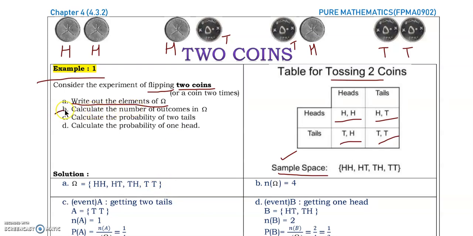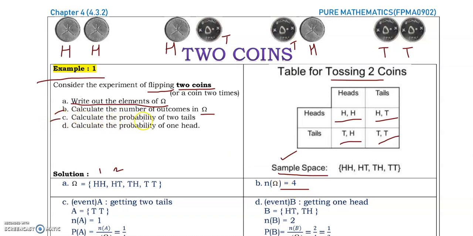Calculate the number of outcomes in omega. Now, you see, these 2 heads together is one outcome. So head is 1, 2, 3, 4. So here it is 4. That's why n of omega is 4. Now see the third question.